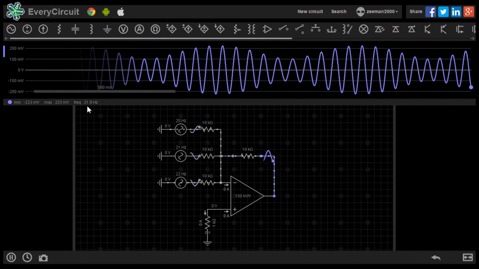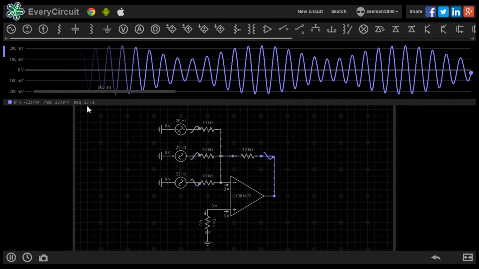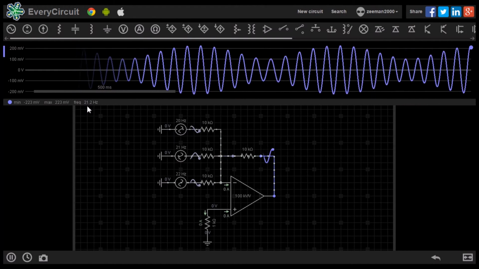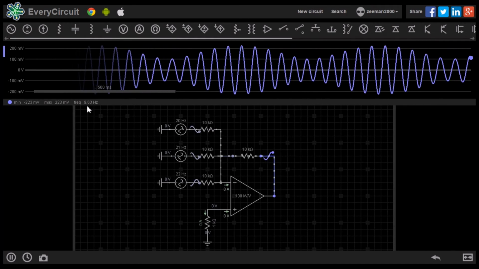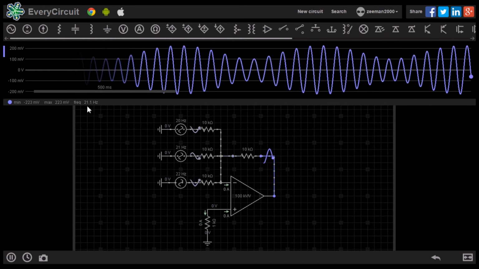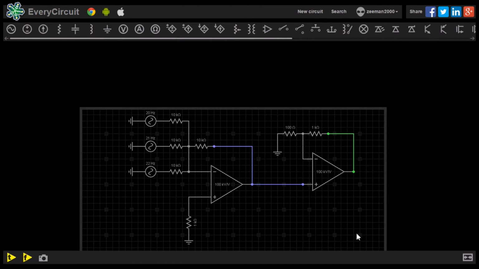Notice that the output voltage is only reaching a peak of 223 millivolts. This is a good opportunity to add another op-amp to the output to increase the signal strength. With a non-inverting amplifier attached to the output, we hope to make a gain on the original signal of 11. So it's 11 times the strength of the original signal input. Let's play the simulation and look at the new amplified output.